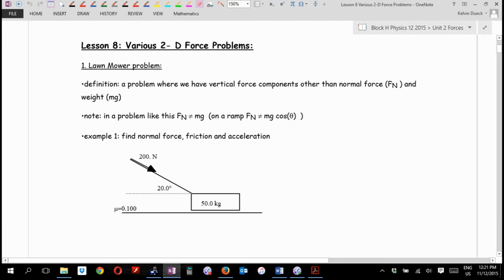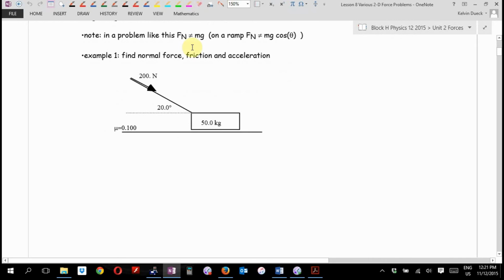Will I give you one like that in the homework? Yes. On a test, no. But certainly I like example 1. Example 1 is a nice question. It says find the normal force, find the friction, and find the acceleration. Clay, let's be clever. Let's call this part A, this part B, and this part C. I keep forgetting to do that.